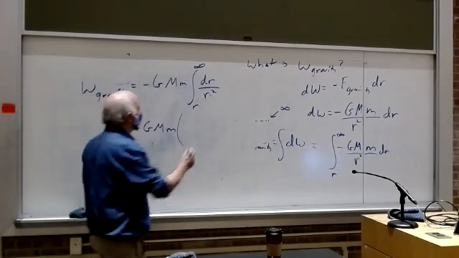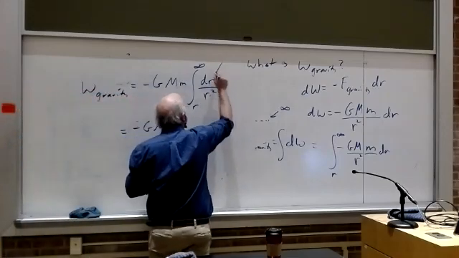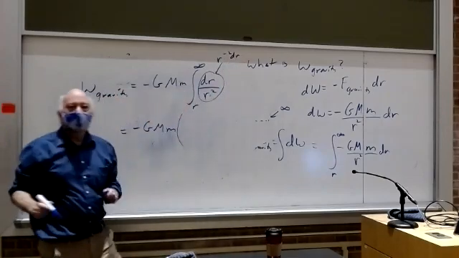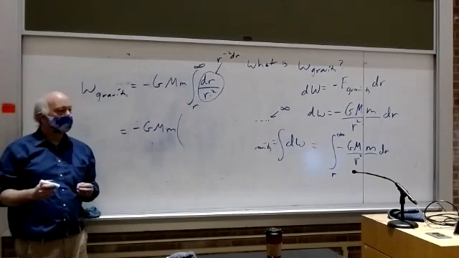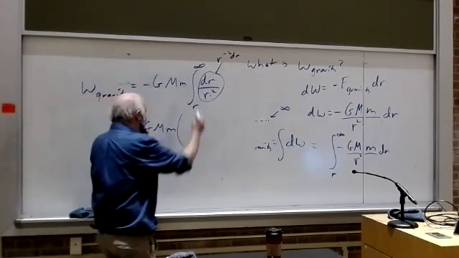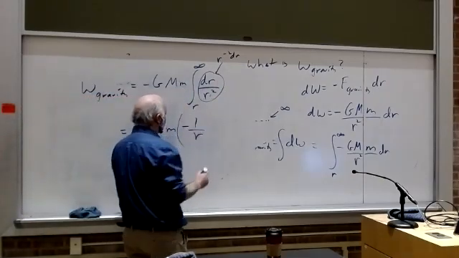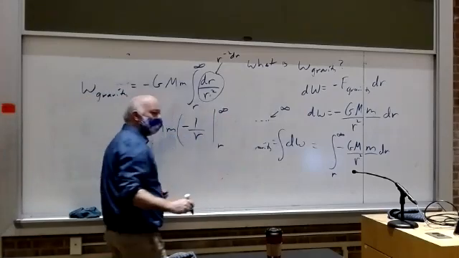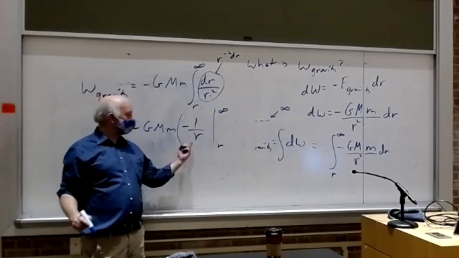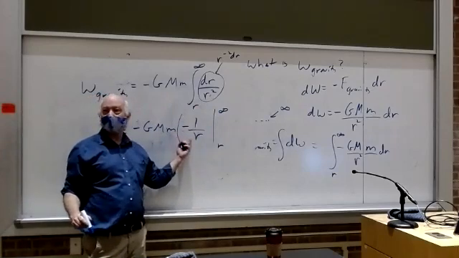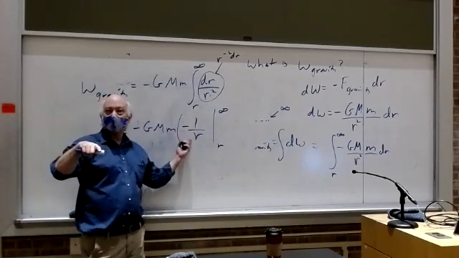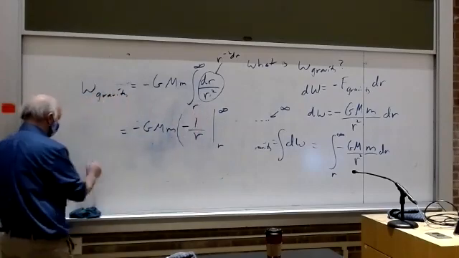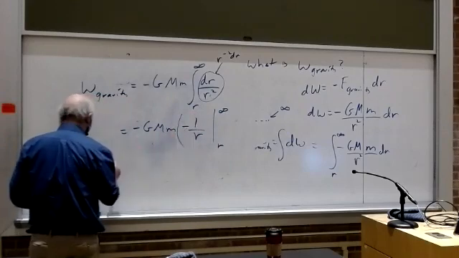It might be easier if you think of this as being r to the minus 2 dr. Yeah, this ends up becoming minus 1 over r, evaluated from r to infinity. If you didn't know, you could check this. This is really minus r to the minus 1 power. The derivative of r to the minus 1 power is this guy right here, so it checks. Okay, these minus signs cancel.